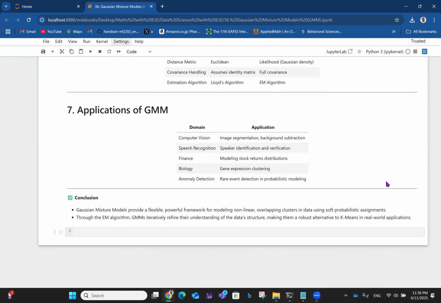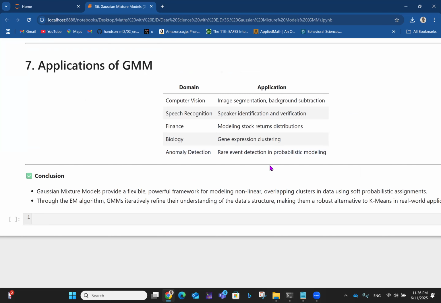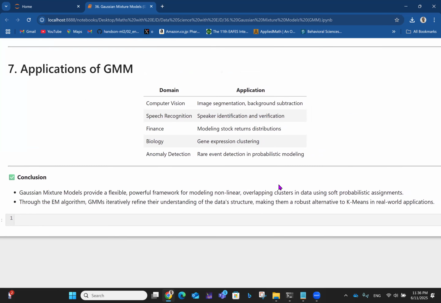All right. So, in conclusion, mixture models provide a flexible, powerful framework for modeling nonlinear overlapping clusters in data using soft probabilistic assignments. Through the expectation maximization algorithm, GMMs iteratively refine their understanding of the data structure, making them a robust alternative to K-means in real-world applications. All right. So if you want to do soft clustering, you want to use Gaussian mixed models because it is probabilistic in nature, right? That's how it has been for this.